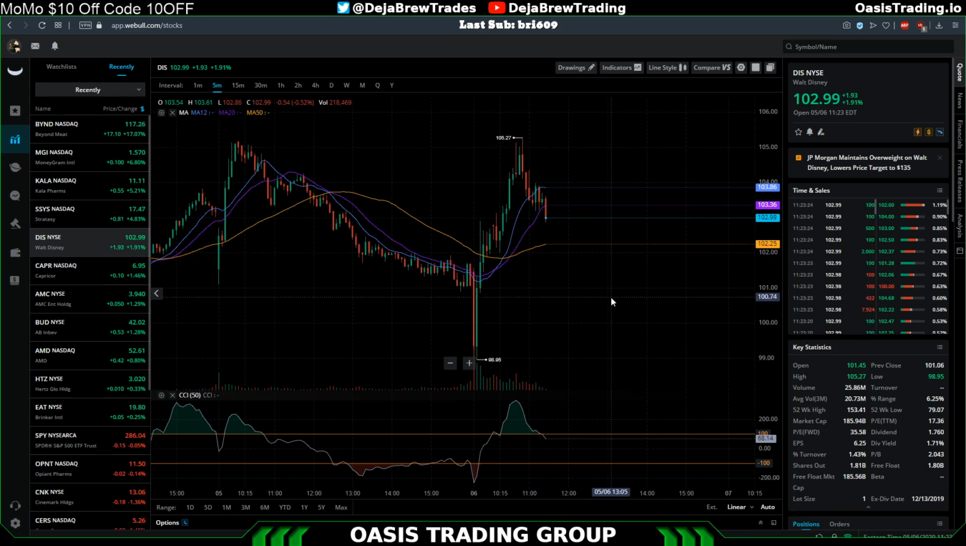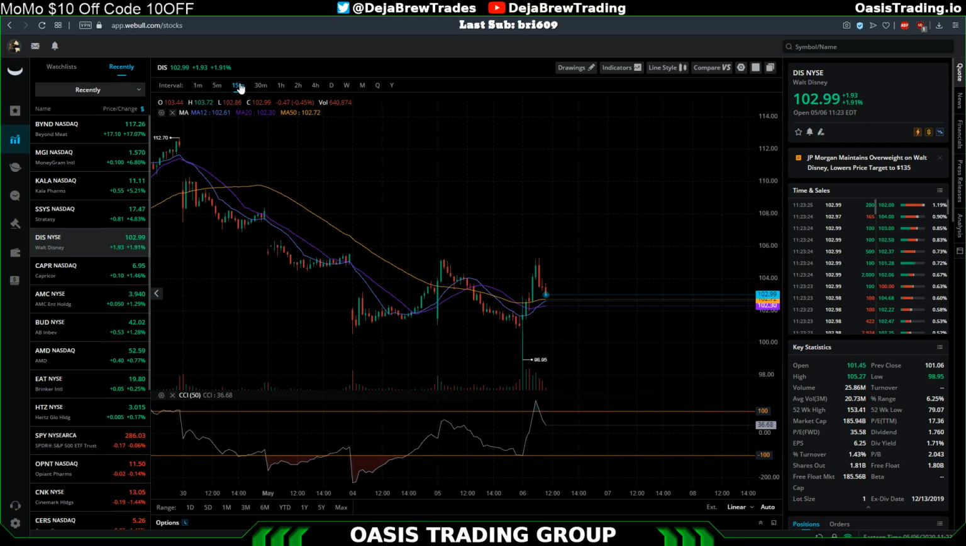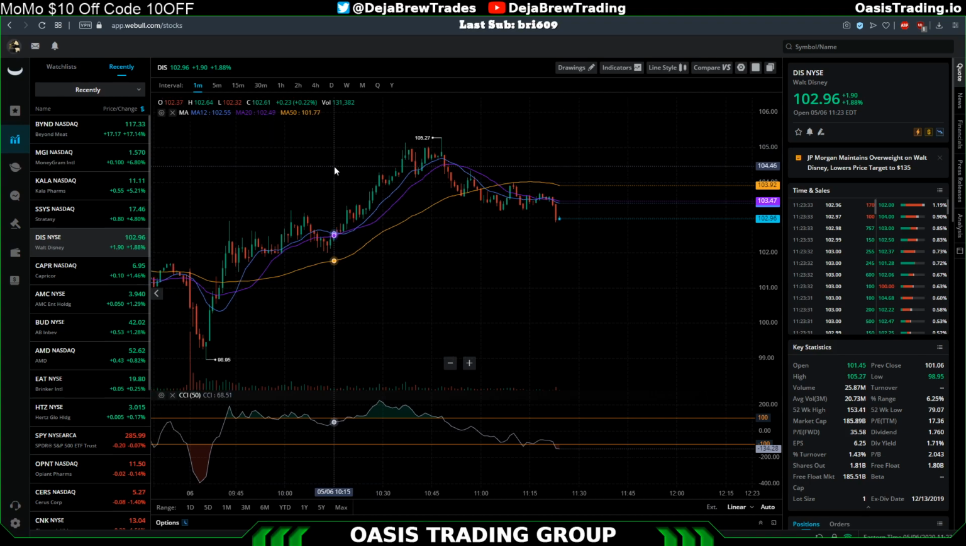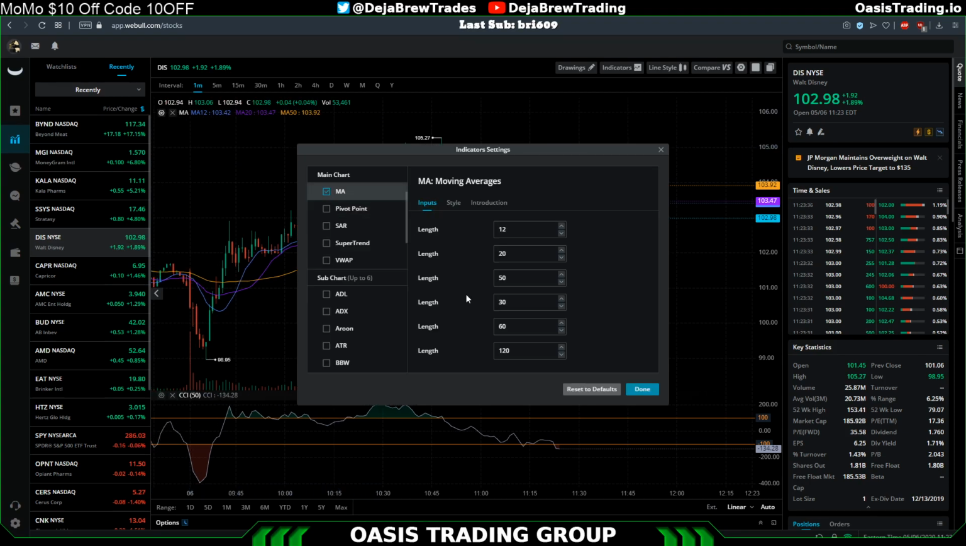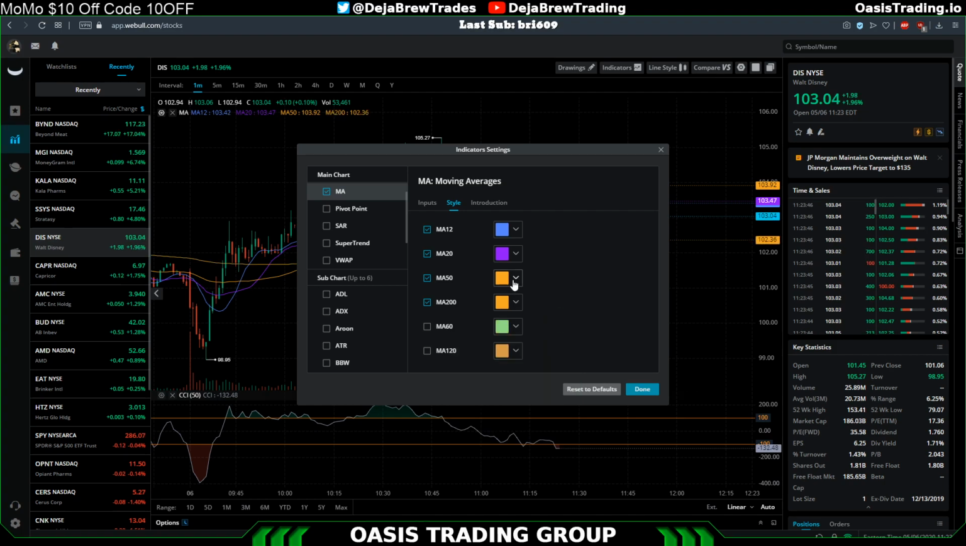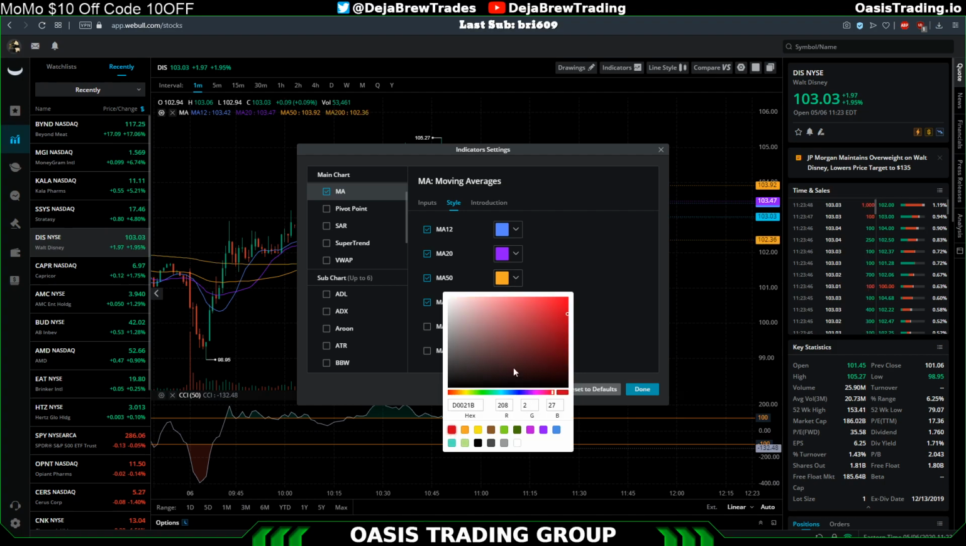Disney not looking too good here on the 5-minute. Yeah, looks like a double top here on the 15. It's not looking too good. Let me actually add on to this here. Let's bring back the 200. And the 200 needs to be my orange one. We'll make this one red.